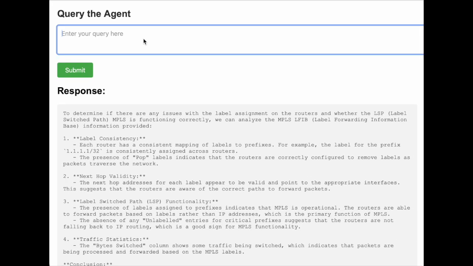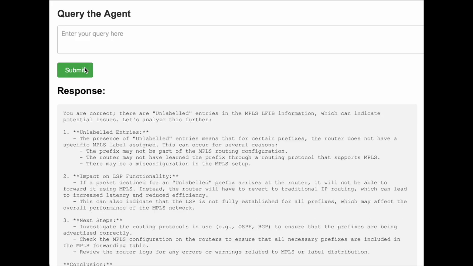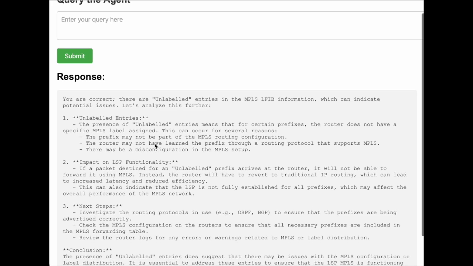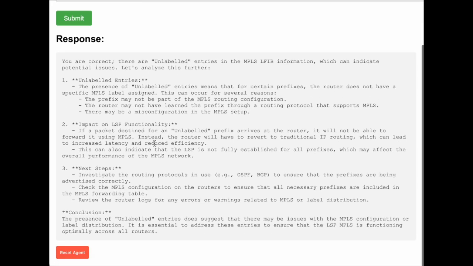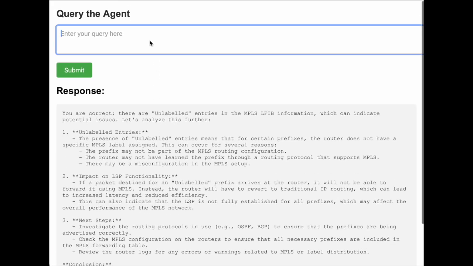But I have seen an unlabeled entry. No? Yes, you're correct. There's an unlabeled entry which is indicating a potential issue. Now he agrees.